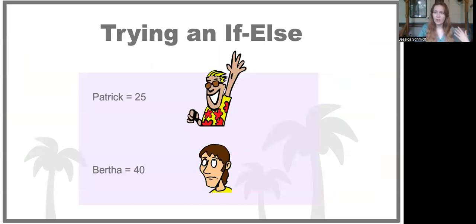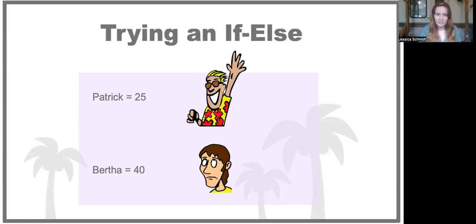So let's actually try this in R. We're going to be using info across many weeks, so this should also act as review for you, hopefully, and practice. So keep that info alive in your brain. First, let's add some objects to the global environment. I want you to create an object, Patrick. And Patrick equals 25, and Bertha equals 40.